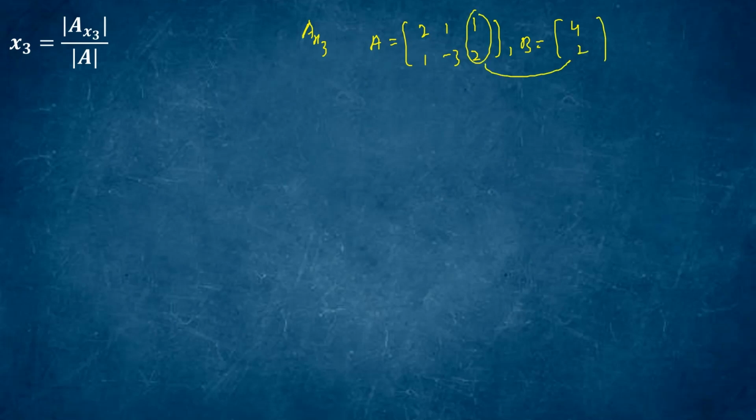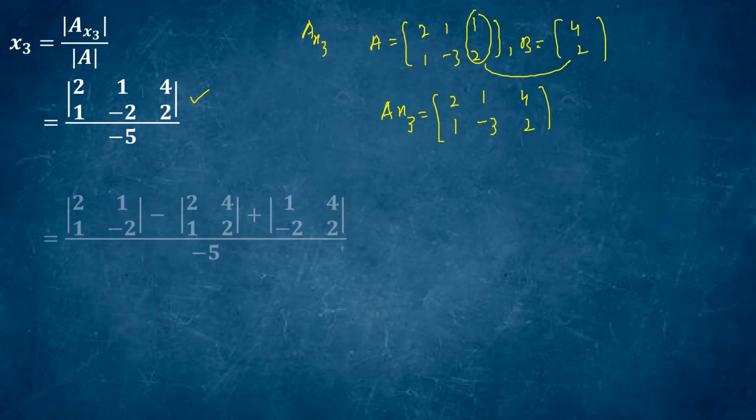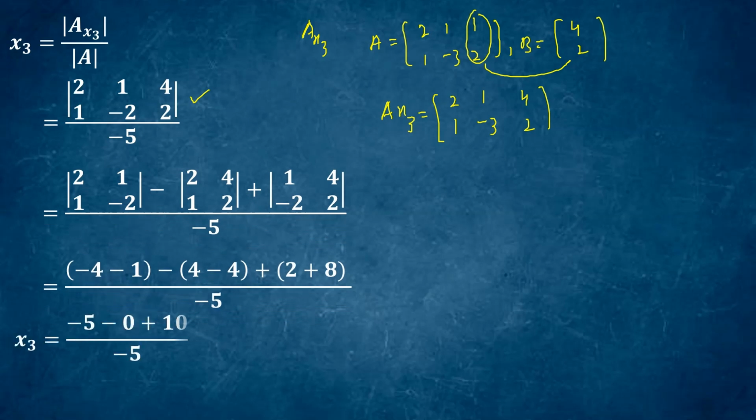x3 is equal to the determinant of Ax3 over the determinant of A. Again, Ax3 is constructed from A as 2, 1, 1, 1, minus 3, 2, and matrix B as 4, 2. Here, the column of x3 will be replaced by 4, 2 and we get Ax3 as 2, 1, 1, minus 3, 4, 2. Now we evaluate x3. The determinant in the numerator is again found by Rodrick's definition for non-square determinants. After evaluating this determinant, we get the value of x3 to be minus 1.